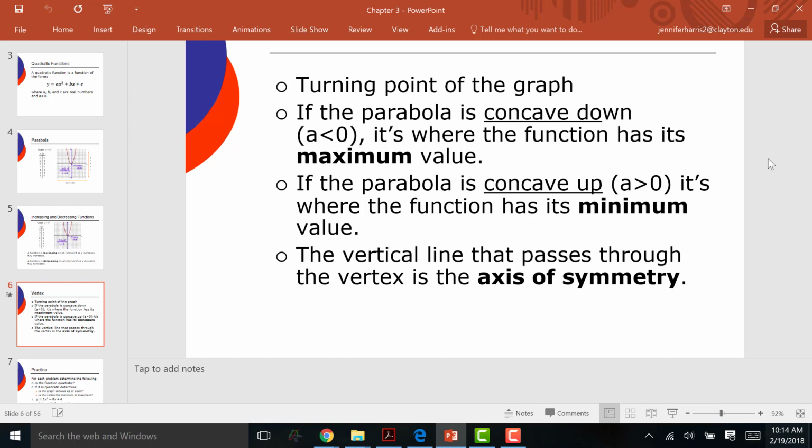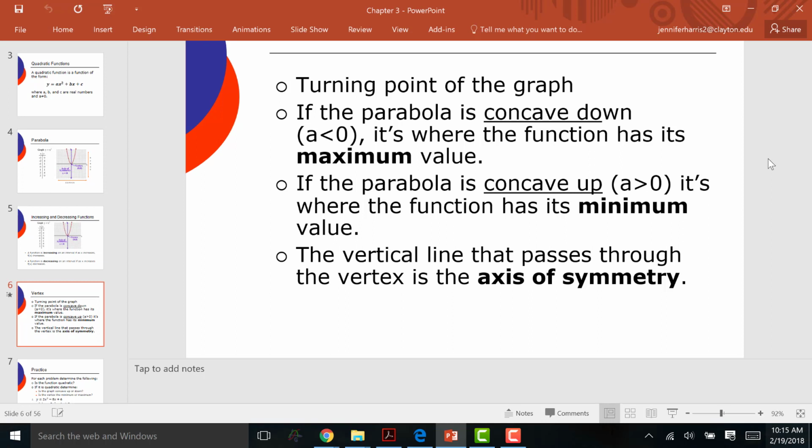Then it's going to say if the parabola, remember parabola means it's a U-shape, if the U-shape is concave down, what does concave down mean? It opens down to the floor. It opens towards the floor if it concaves down. So, what do we say that the standard form of a quadratic equation is?